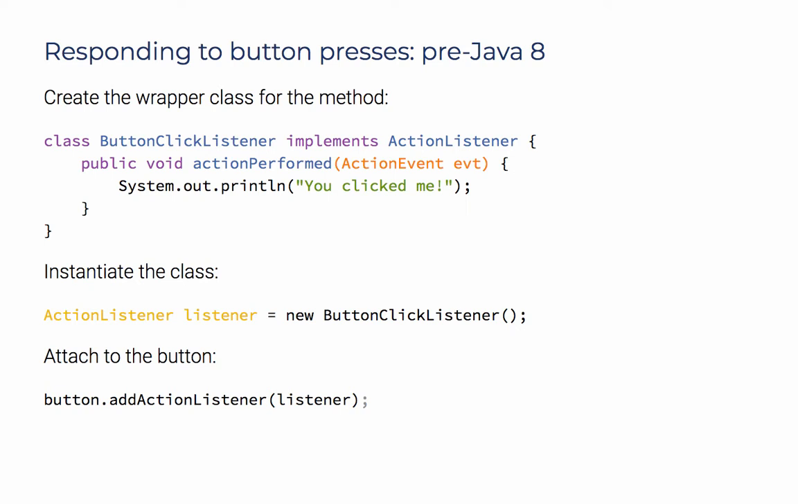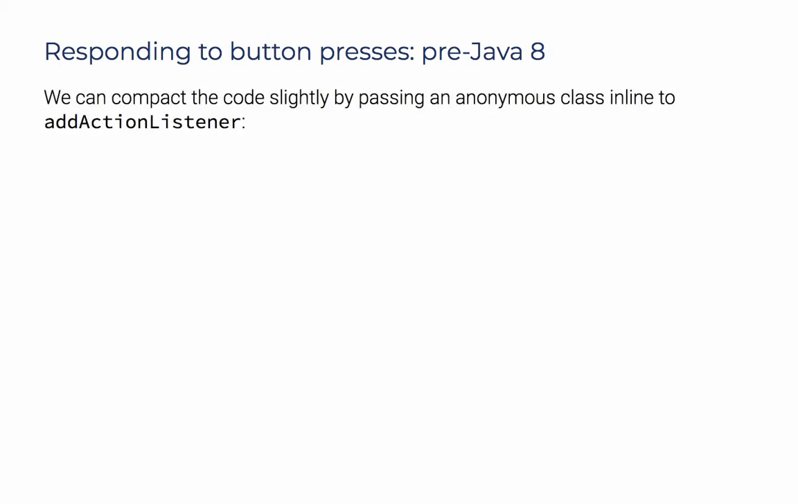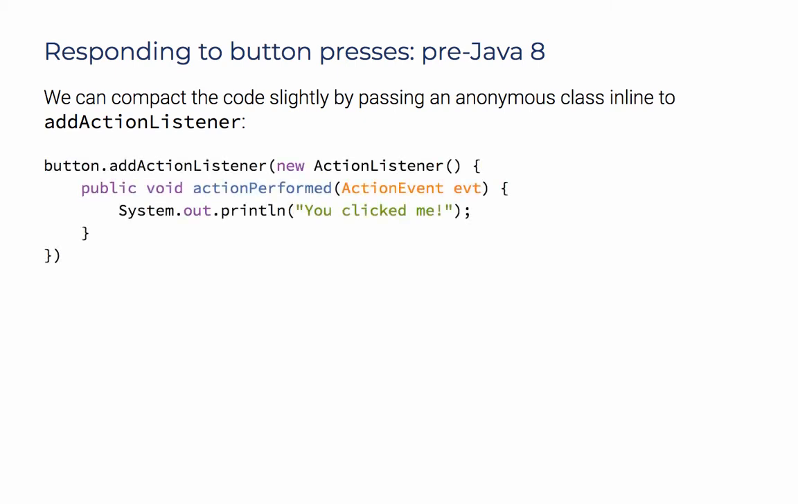For example, if we don't need the event listener to be used by any other UI component, then we could define the class as anonymous and pass it in line in the call to the addActionListener method like this. This saves us creating an additional Java source file just to house our event handler. But ultimately, we're still having to write a lot of code to do something which should be simple.